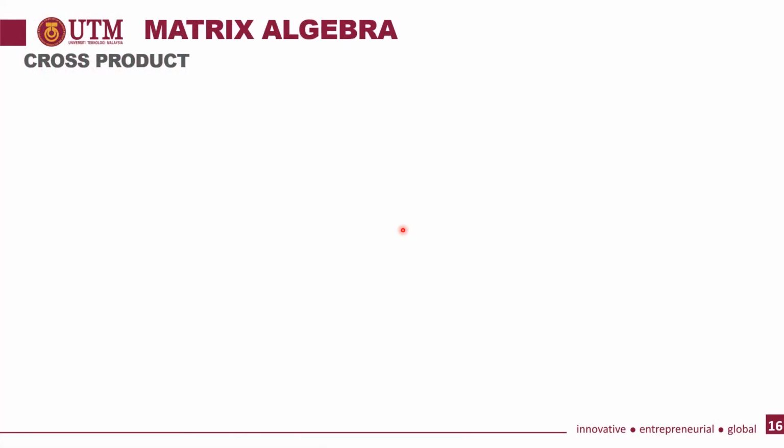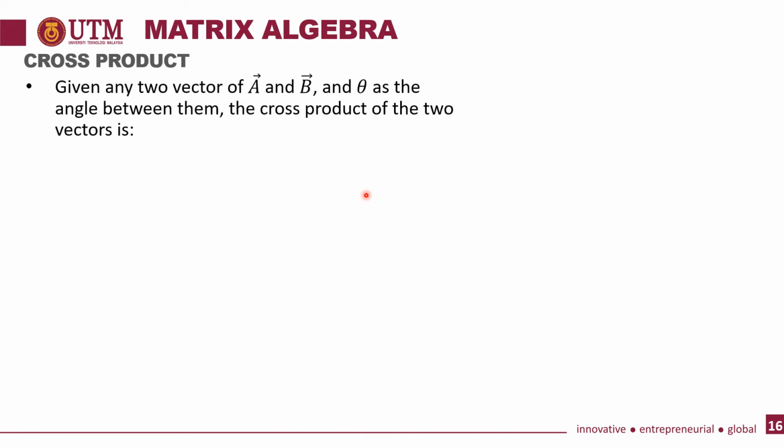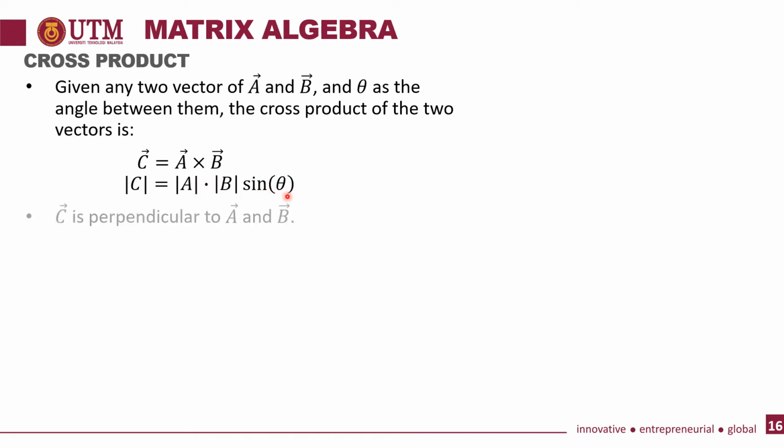Okay, so today we will first learn about the cross product. How do you create a cross product inside MATLAB? For example, given any two vectors A and B, and theta as the angle between them, the cross product of the two vectors is defined as C equals A cross B. Or it can be defined as the magnitude of C equals the magnitude of A times the magnitude of B times sine theta. So C is actually perpendicular to A and B.